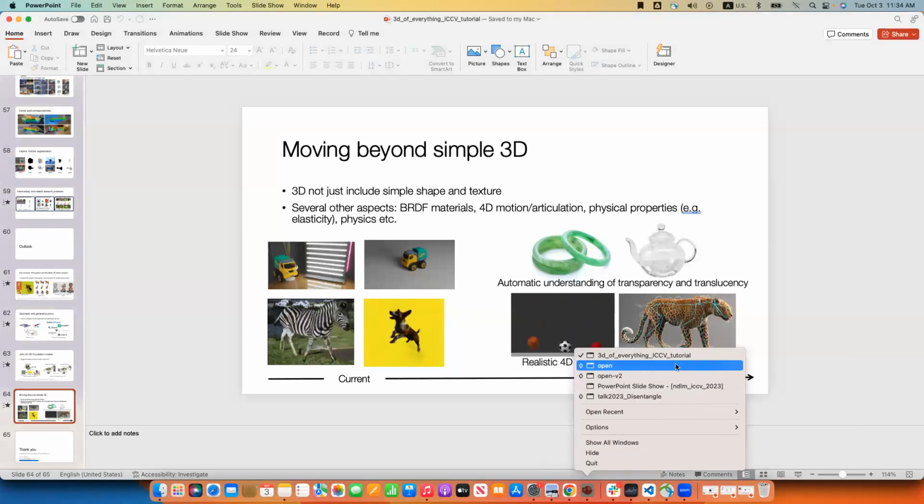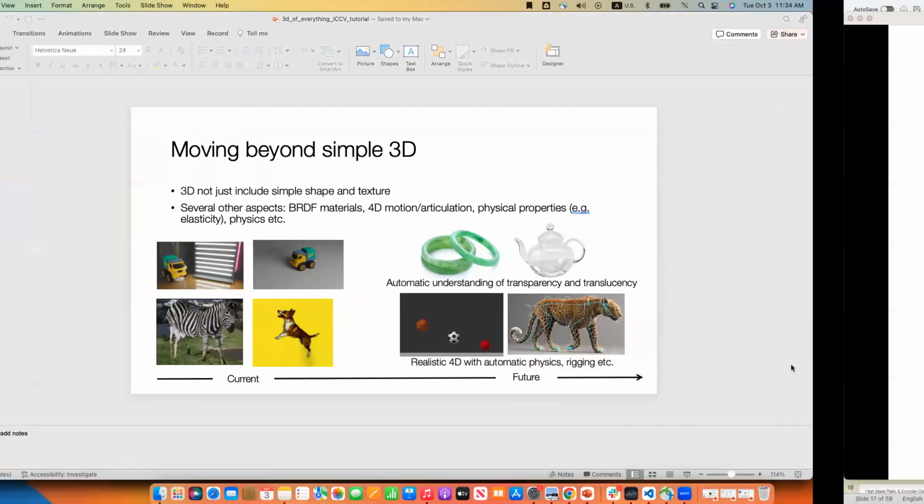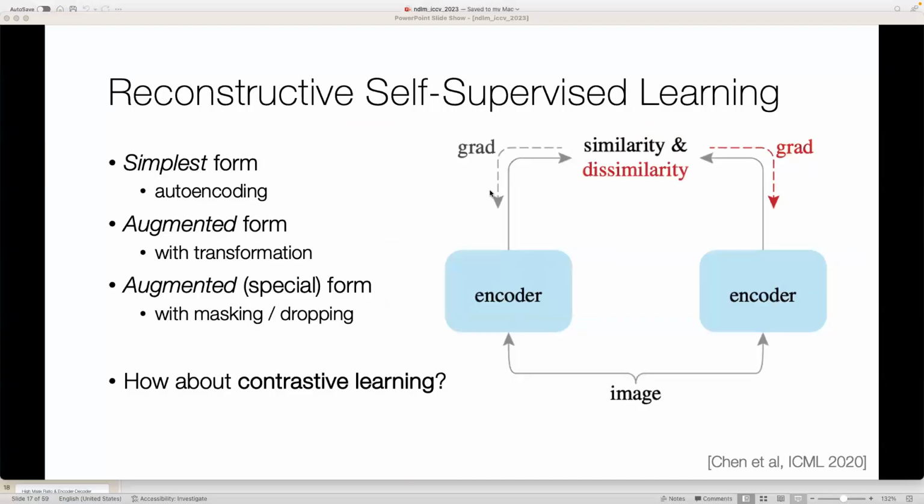Which one is your slides? Did you accidentally? I don't know. Yes. Oh, I see. Okay.